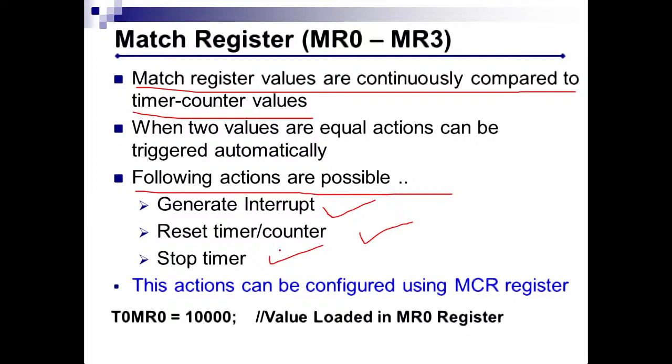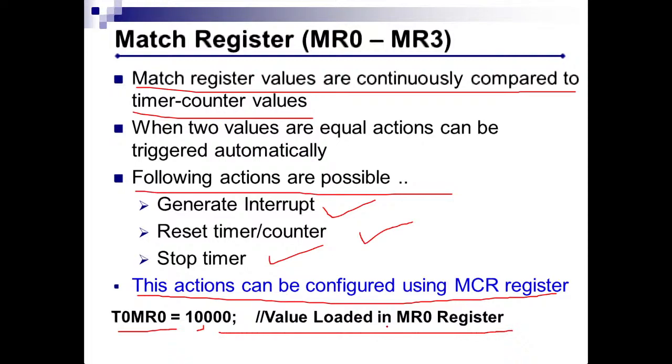And how do we configure this action? It can be configured with the help of the MCR register. For example, T0MR0 has the value 10,000 stored in the MR0 register. That means whenever your timer register reaches 10,000, any one of these 3 actions will happen. Depending on the configuration stored in the MCR register, the corresponding action will occur.